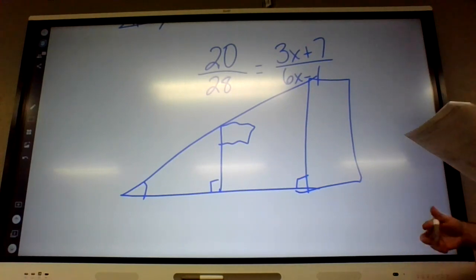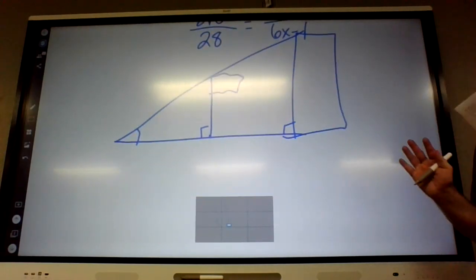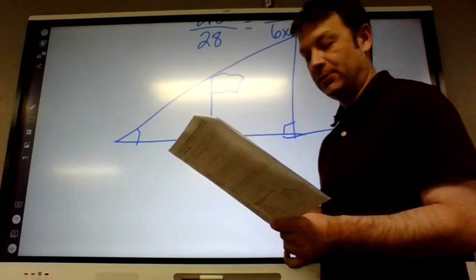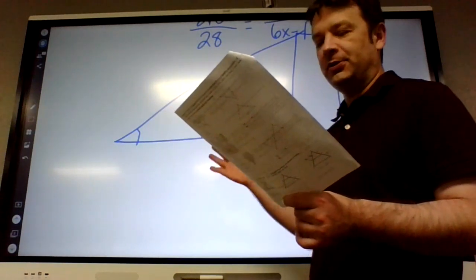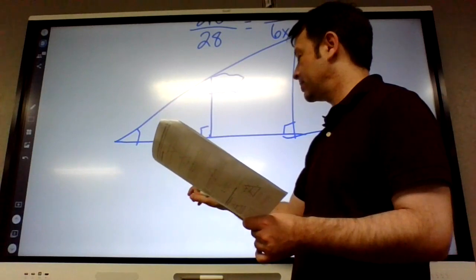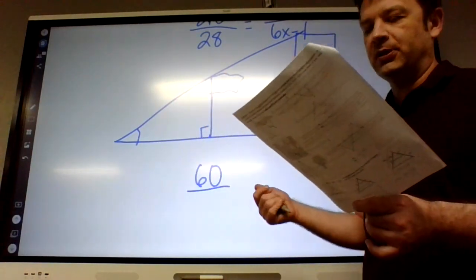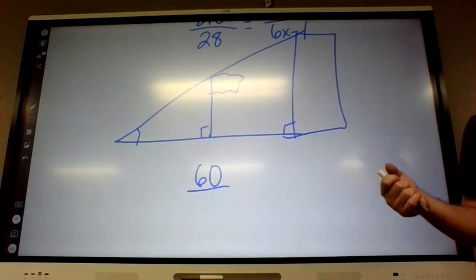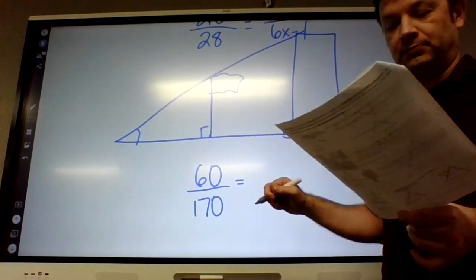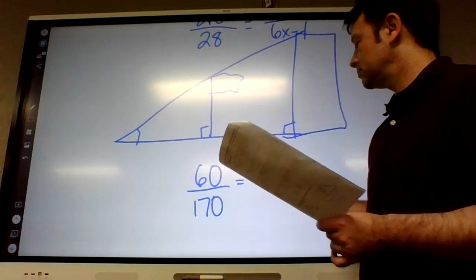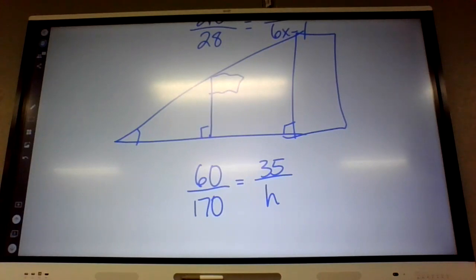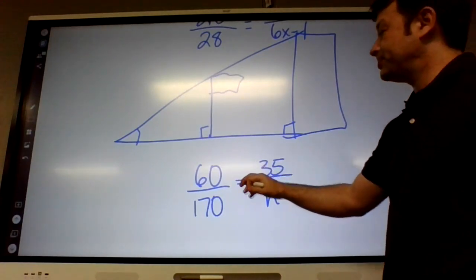So Olivia, why don't you try setting that one up? As long as you follow the pattern, you should be okay. There's more than one pattern. So choose any number. 60. Okay, 60, what could that go with? 60 on the little triangle matches what on the big triangle? 170. Okay, equals, keep going. And then you cross multiply.